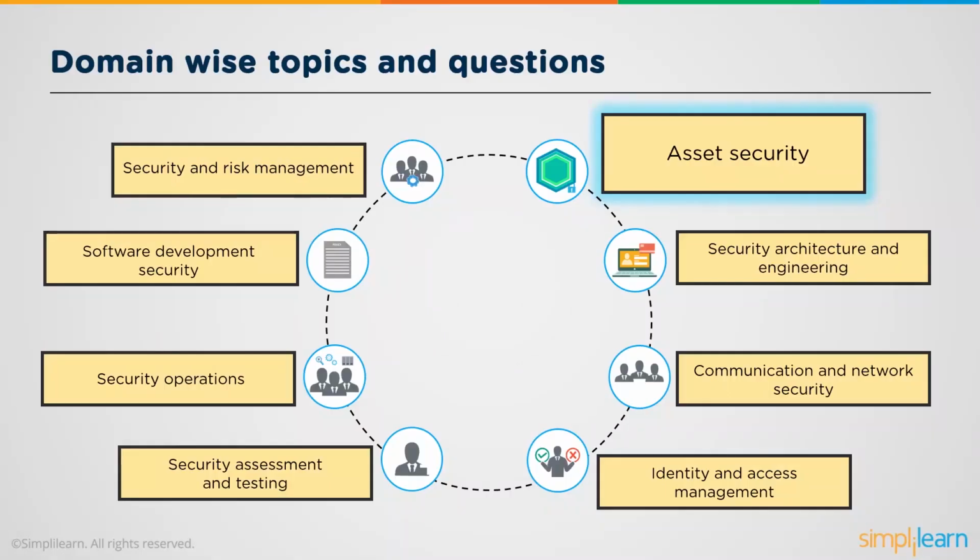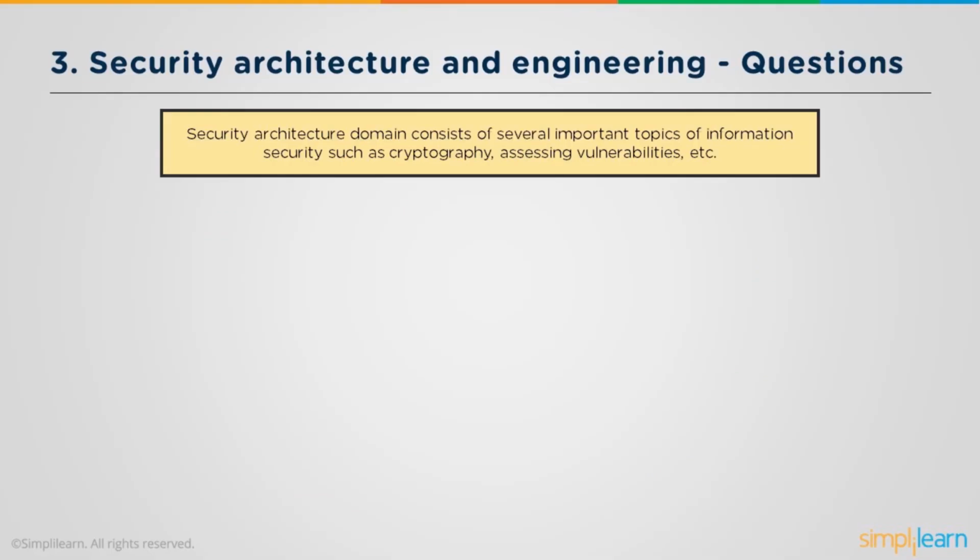That's domain number 2. All right, let's talk about domain 3, security architecture and engineering. This is where you tie up security architecture and enterprise architecture. If you look at the first domain, we talked about risk assessments, confidentiality, integrity, and availability, and then we moved on to the second domain where we talked about asset security. That's where we talked about data classification and asset classification.